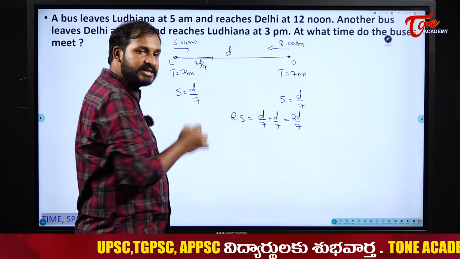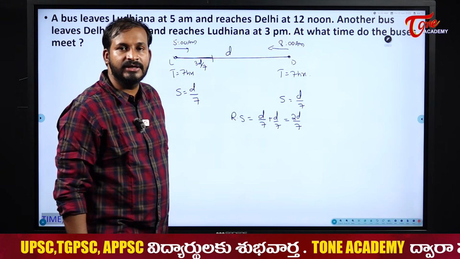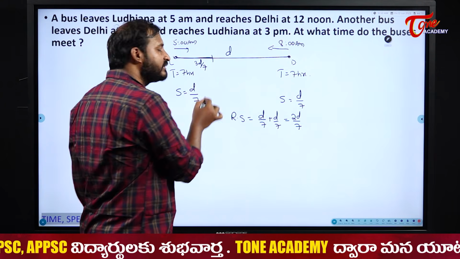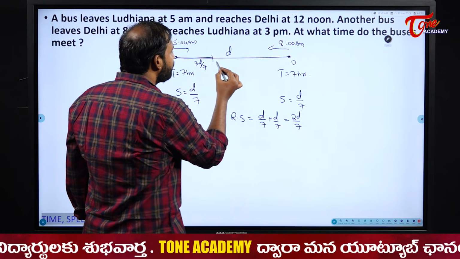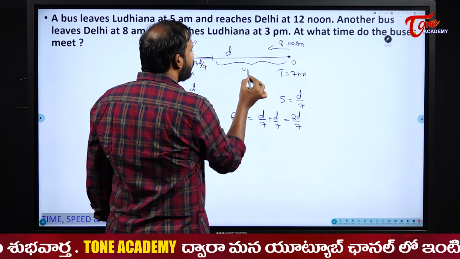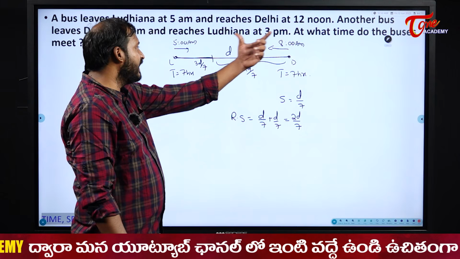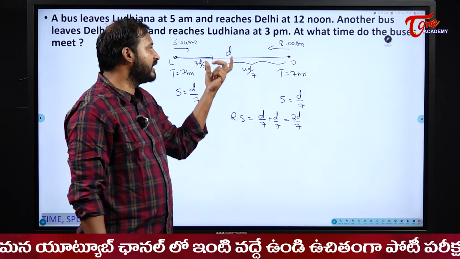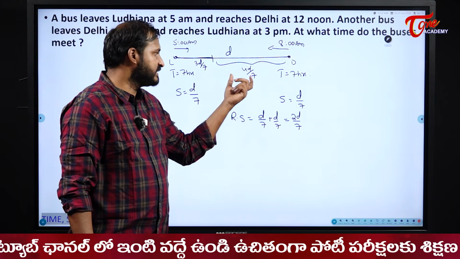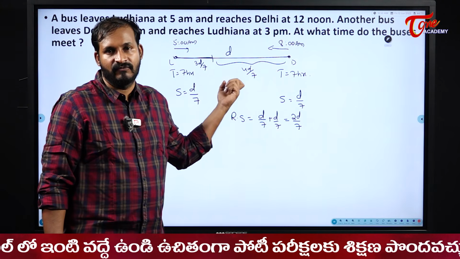Why? Because its speed is D by 7. So, D into 3 by 7 will become 3D by 7. Now, what will be left here? D minus 3D by 7, which is 4D by 7. That means at 8 am, the distance between the two buses is 4D by 7.